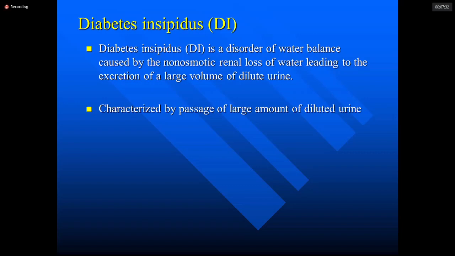This is the main thing about diabetes insipidus: polyuria and polydipsia, and the urine is diluted. While in normal cases, when a person is thirsty or dehydrated, the body is preserving water, so it produces concentrated urine as a way to preserve water.